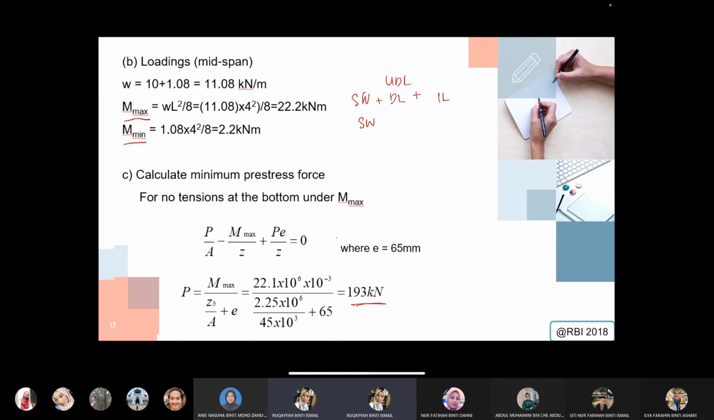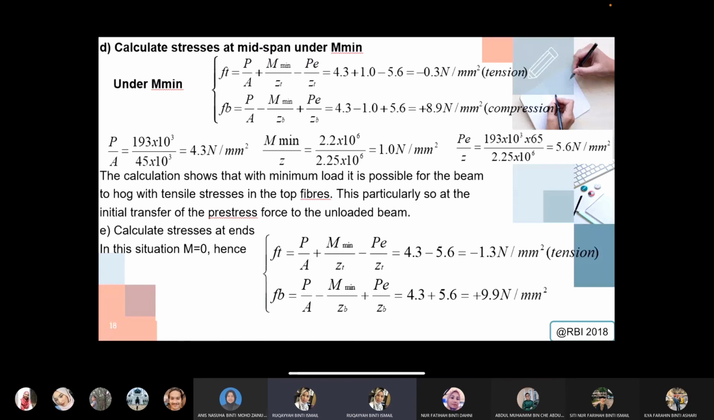Okay, so later on in your formative assessment, I think you can recalculate this equation. All right, so calculate stresses at mid span under M minimum. So for M minimum, you already have the values of your P. So you can use the P minimum values in the equation. Then you can estimate what will be the stresses for the top and also bottom, where you use the moment minimum. So here you will use moment minimum, then you will calculate your top and bottom.